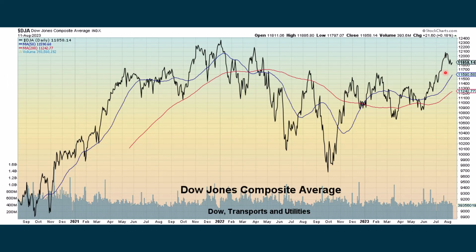We look at the Dow Jones Composite Average, which is the Dow, transports, and utilities together. It finally looked like they were starting to break out here. We did break out, but now we're falling back slightly. However, the Composite Average continues to be in an uptrend.